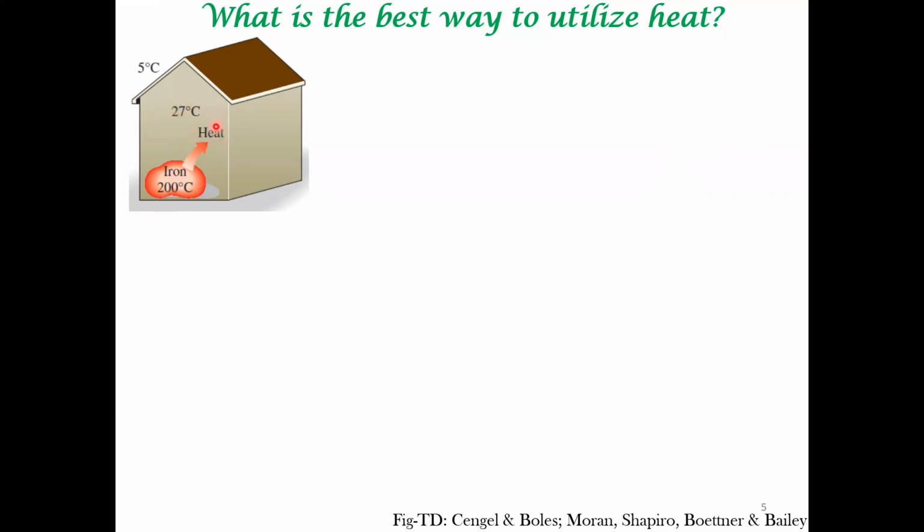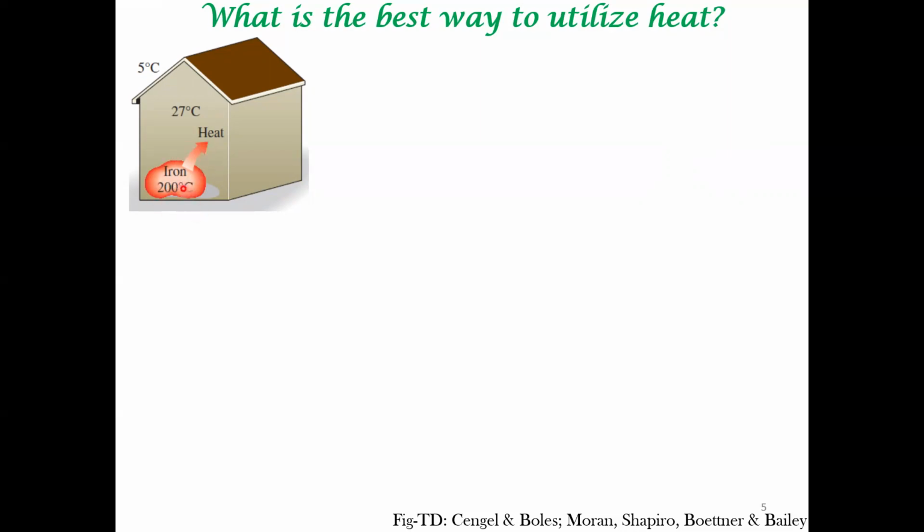If that is the way you define this problem, one way of doing this is straightforward. You put the iron block at this higher temperature inside the room, and the heat transfer, because of this finite temperature difference, is one way of heating the room to keep the room hot. But is this the only way, or is there another beneficial way of utilizing heat?